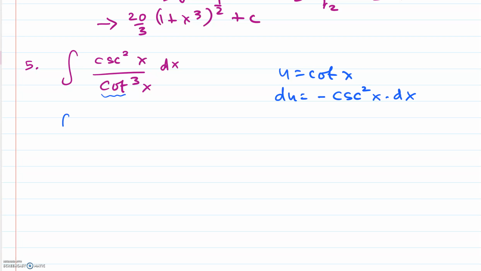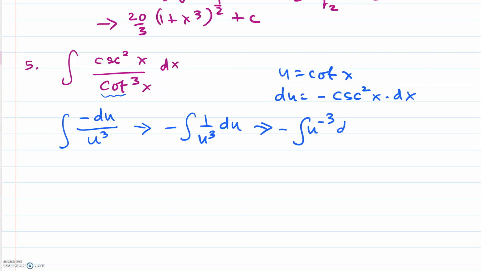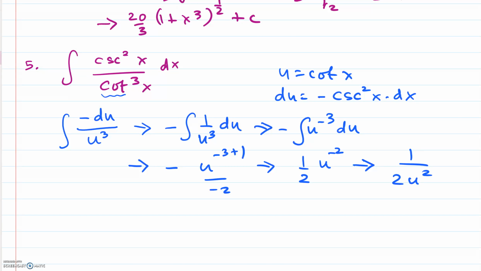So du we are ready to rewrite. Denominator is u cubed, numerator is negative du. So this will become, pull the negative sign outside, 1 by u power 3 du, negative u power minus 3 du. Applying power rule, we will get negative u power minus 3 + 1 by minus 2. This will become 1/2 u power negative 2, making it positive exponent u power 2. Final answer in x, so 1 by 2 times cot squared x + c.